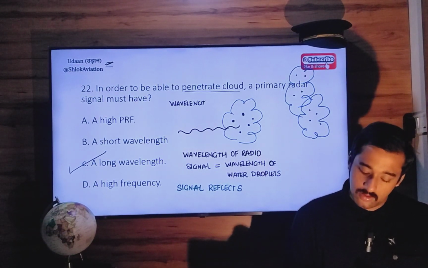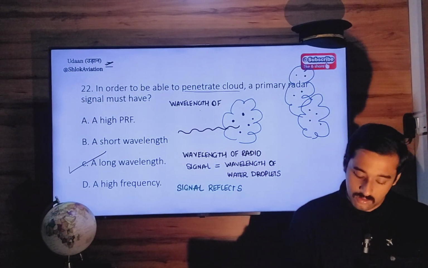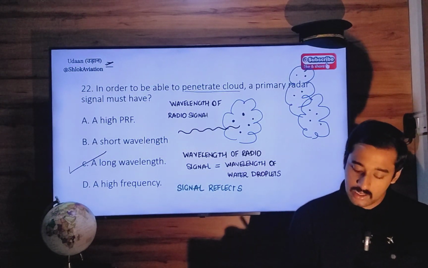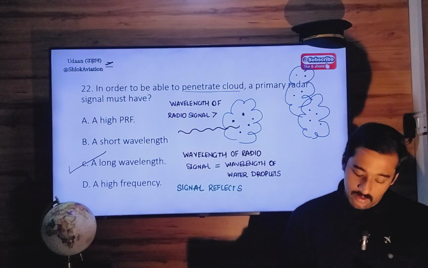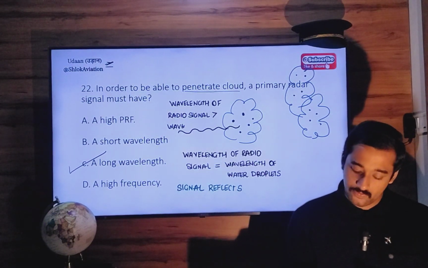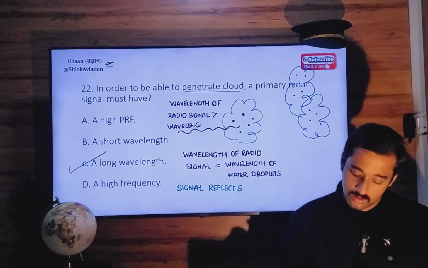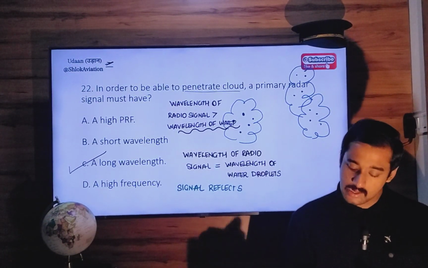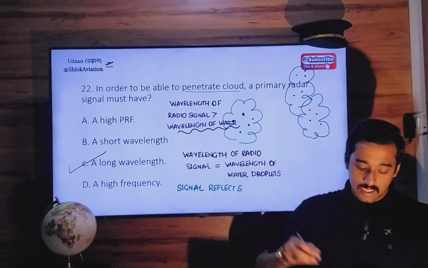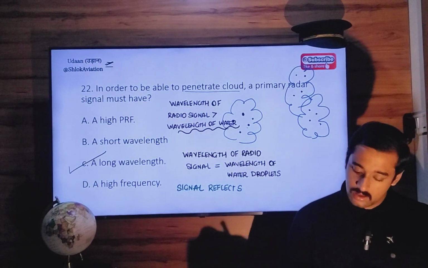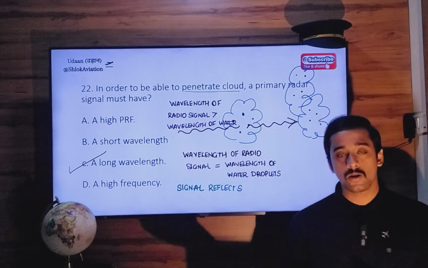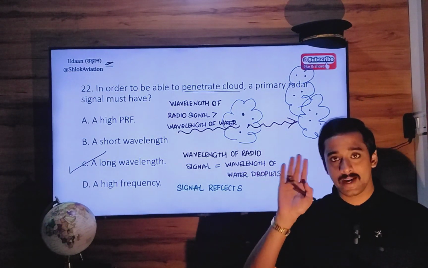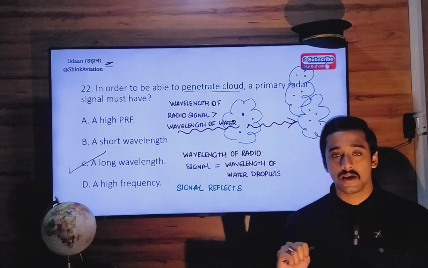Now, if the wavelength of this signal is much more than the wavelength of water droplets, what will happen? This signal will penetrate this cloud layer and go past it, go beyond it. So that's why we need a long wavelength in order to be able to penetrate cloud and go beyond that cloud.